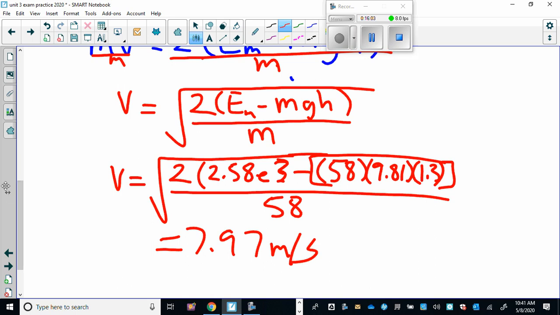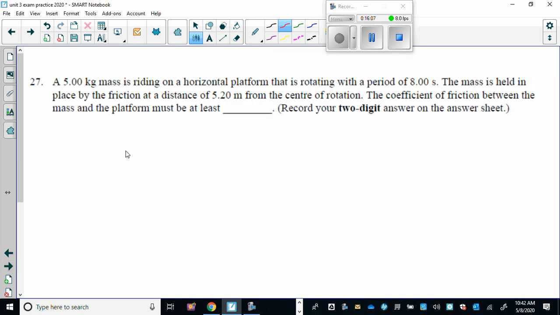All right, okay, let's get on to the last question. That one took a little while. Here we go. We've got a 5 kilogram mass riding on a horizontal platform, horizontal. So we're talking about horizontal circular motion. The mass is held in place by the friction at a distance 5.2 meters from the center of rotation. The coefficient of friction between the platform must be at least. So we are looking for mu, the coefficient of friction.